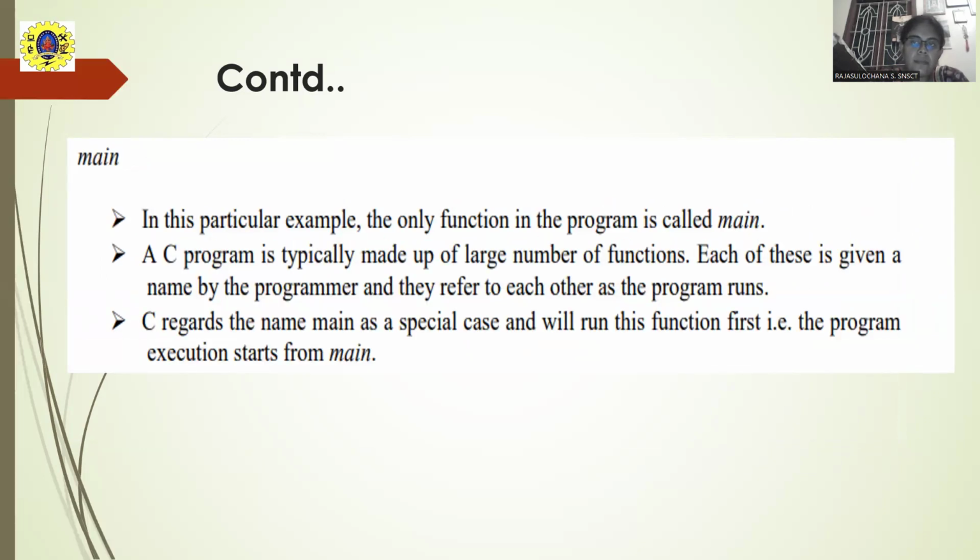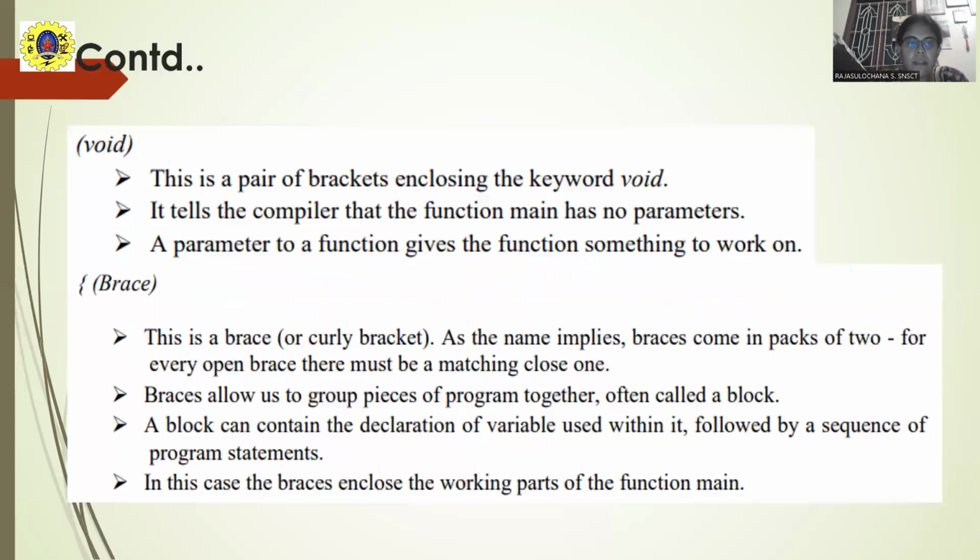Here in the previous example that I have shown, we have used only one function, which is main. It is not mandatory that only one function should be included inside the main program. The main program can have n number of functions. Each of these functions will be given a separate name by the programmer himself, and those functions are referred to as the program is executed. Here, the main function in the program will always run first. That is, the program execution starts from the main function in case of a C program.